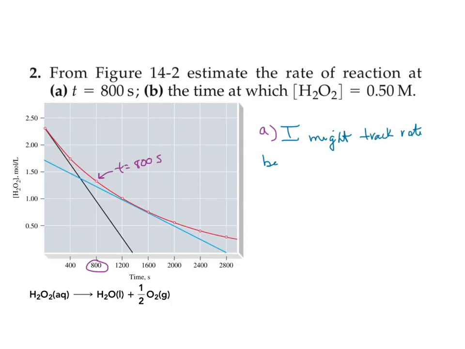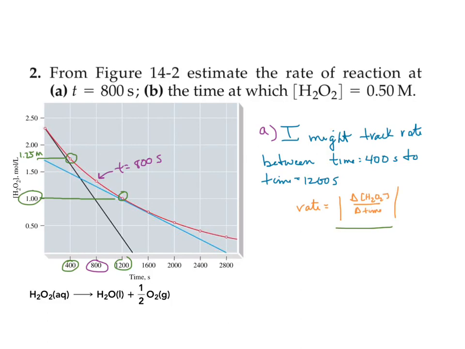For this one, you'll need to use this figure. This figure is where hydrogen peroxide is breaking down into water and oxygen. The red line is the real line, and the blue line is just trying to show you a line tangent to t equals 1200. The first question, question A, says, how fast is it going at this point right here?